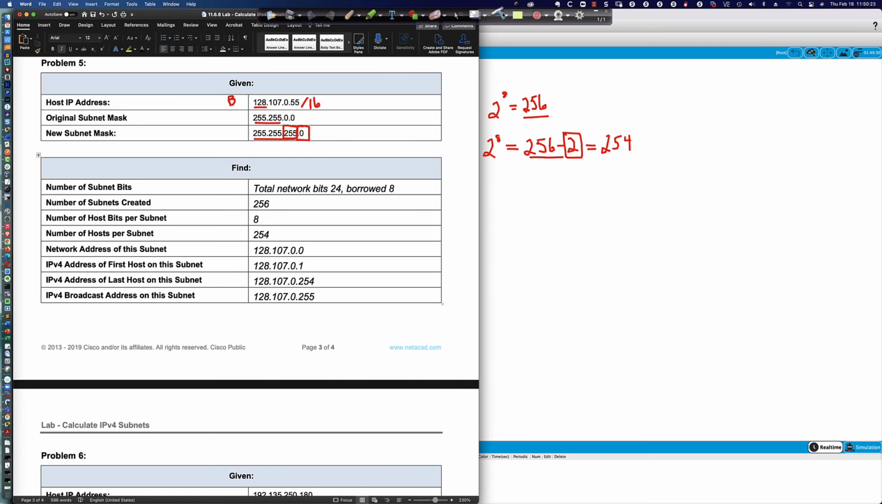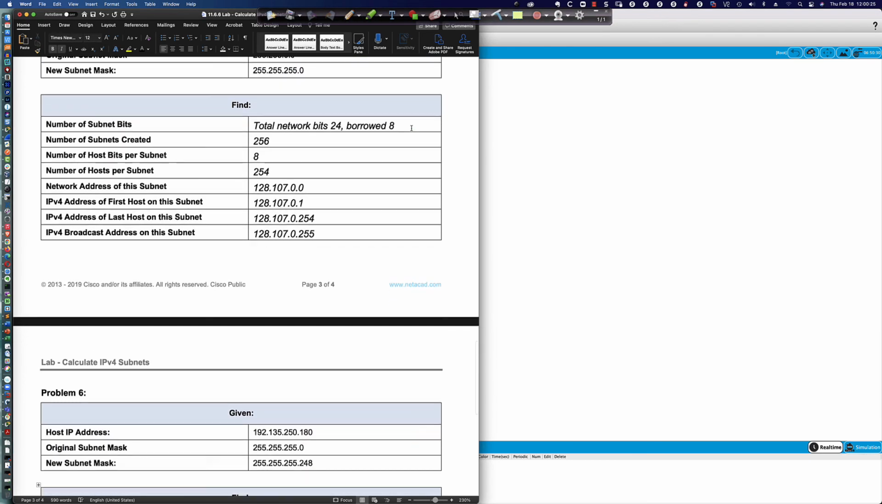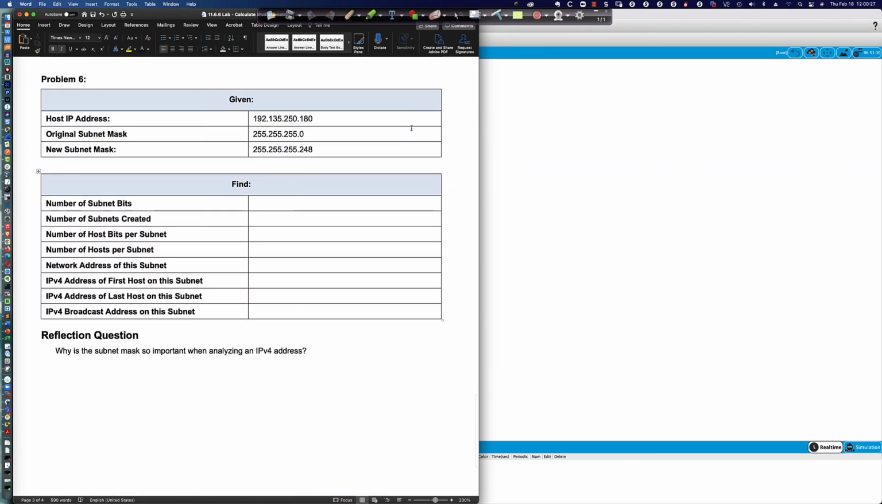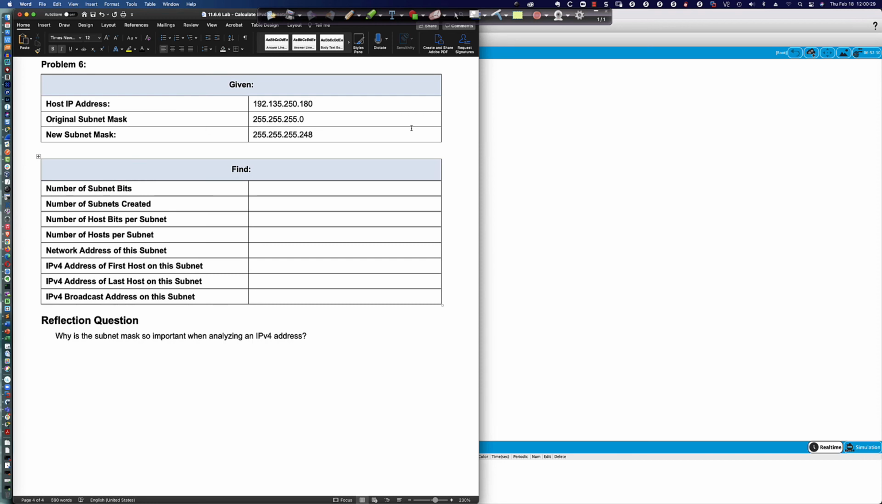So let's clear our screen here. So now if we scroll down here, we're going to tackle the last problem, problem number 6. And this is going to be, again, very straightforward, very simple, because we see that familiar and comfortable Class C address, right? And there's this default mask for a Class C. In CIDR notation, it is a /24.